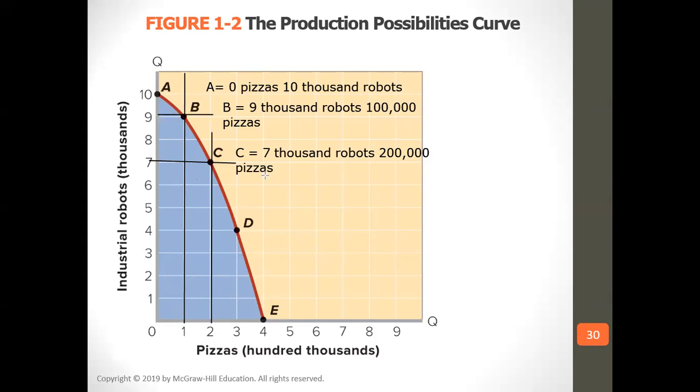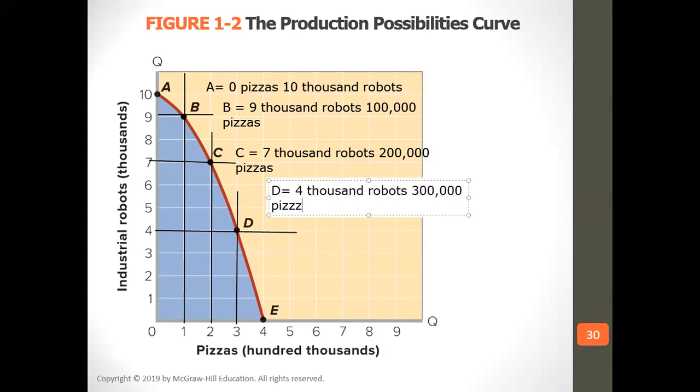Good job. What about D, everybody? Four thousand robots and 300,000 pizzas. That's correct. That's great. So D is 4,000 robots and then 300,000 pizzas. And then what about E, everybody? Zero robots and 400,000 pizzas.